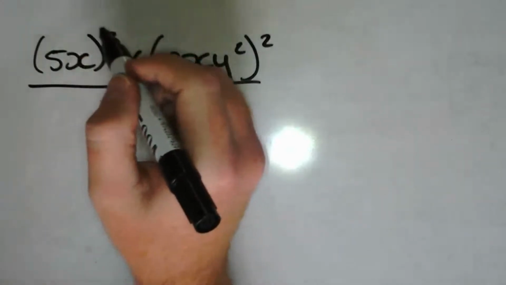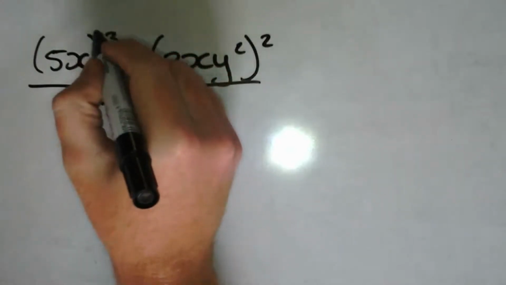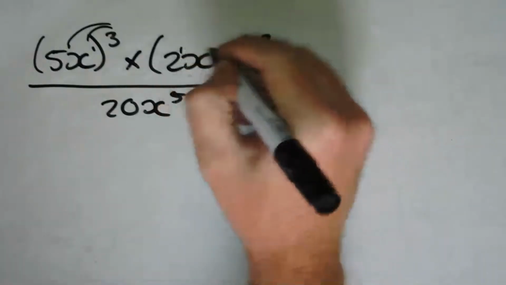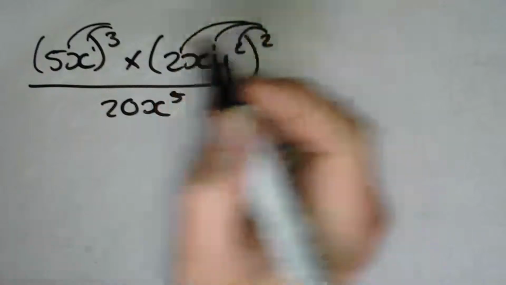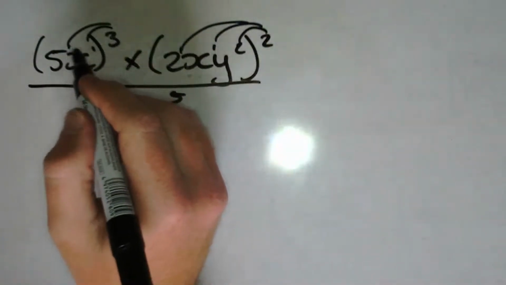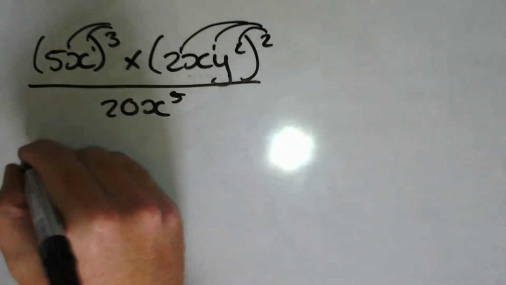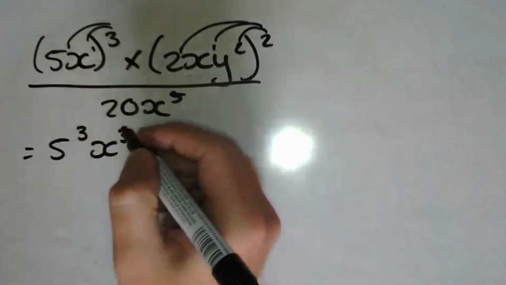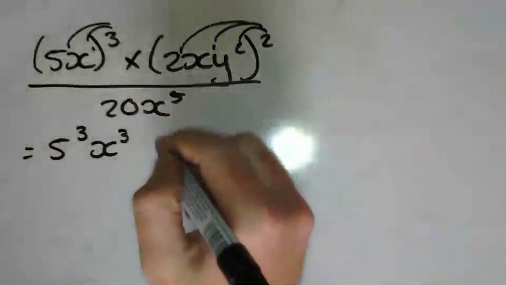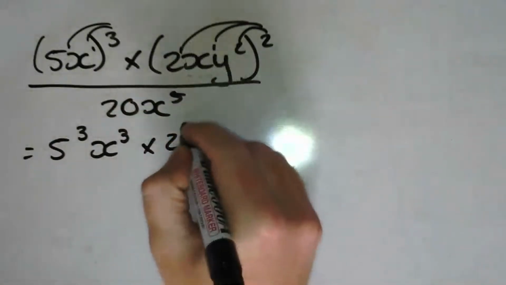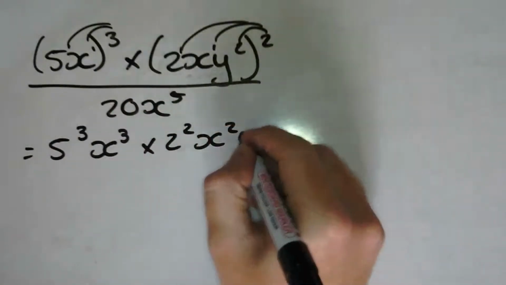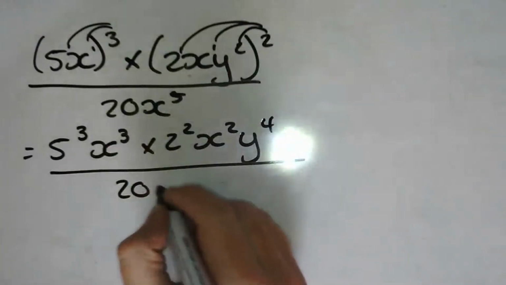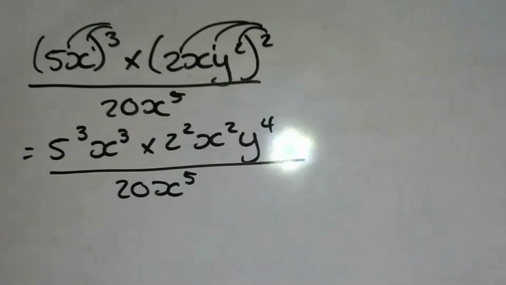So what has to happen is the following. You need to apply law number 3 over here, as well as over here. So what will have to happen then is you need to say 1 times 3, which will then give you 5 to the power of 3, 1 times 3, which is x to the power of 3. With that, you'll then have 2 squared, x squared, y to the power of 4. And then obviously the 20x to the power of 5 at the bottom.